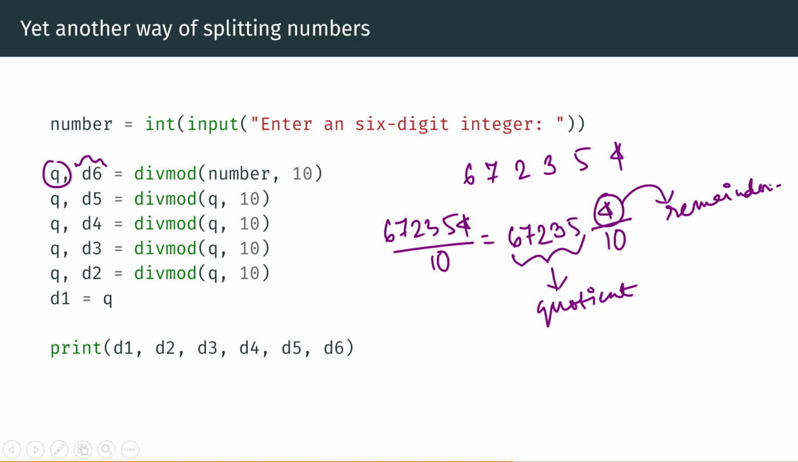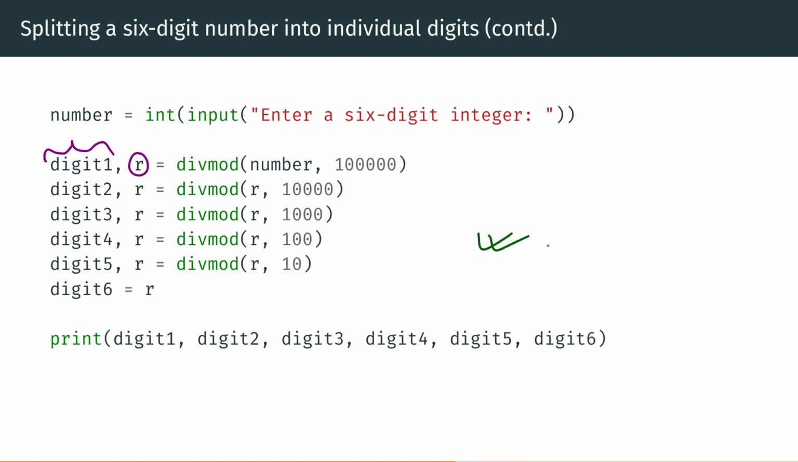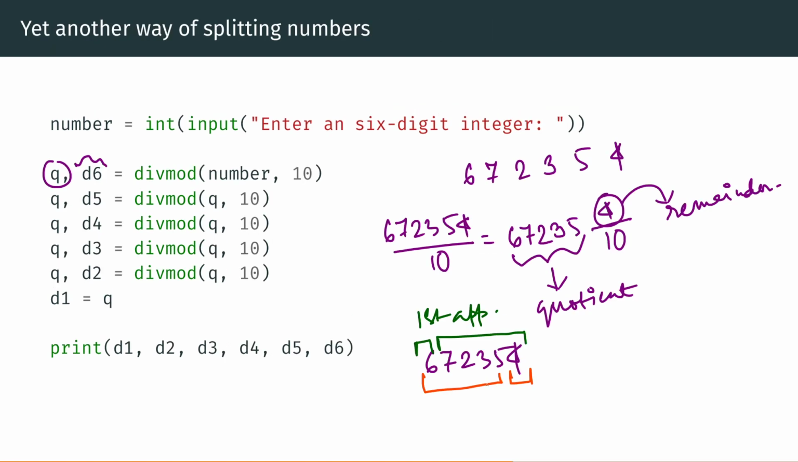So what we have done here is, instead of splitting this number 6 7 2 3 5 4 like this, we have split this number like this. This was my first approach, which is this approach right here, and this is the new approach. So instead of splitting it like this, we have split it like this.